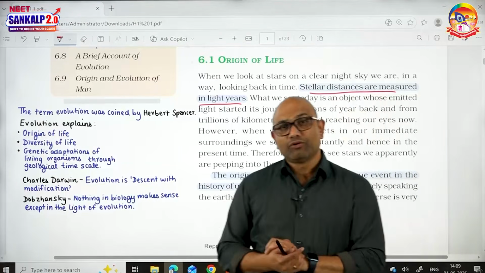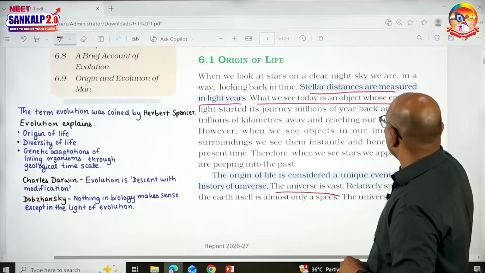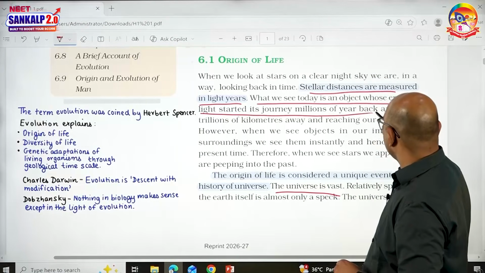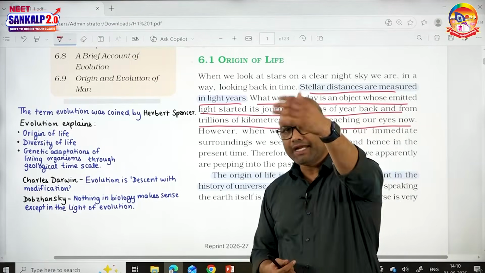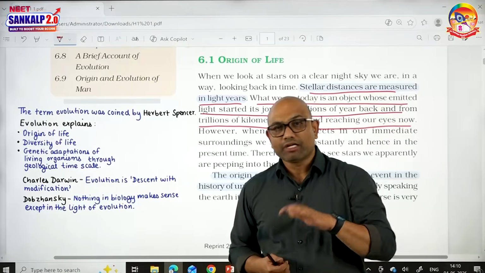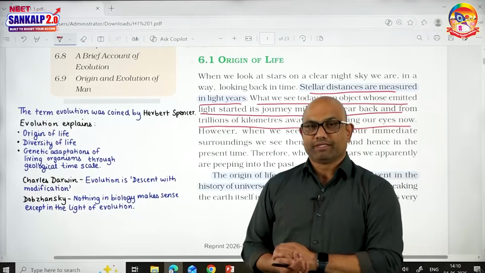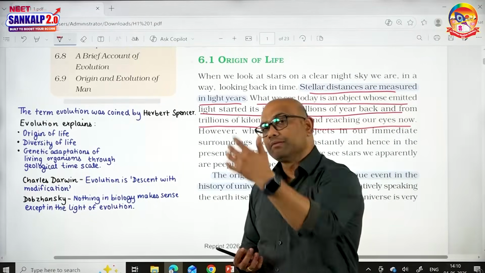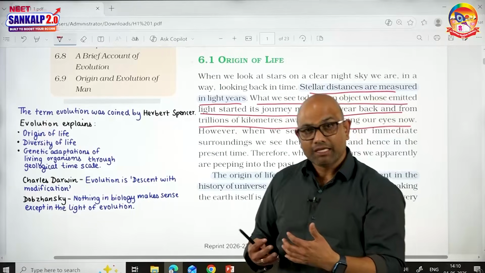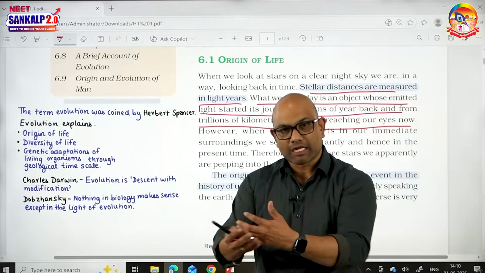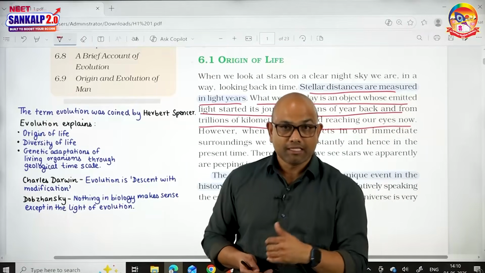Next, regarding light years, I want to tell you a point. What we see today is an object whose emitted light started its journey millions of years back, from trillions of kilometers away, and is reaching our eyes now. So the light you see coming from a star today was not emitted today. It was emitted millions of years ago and travelled trillions of kilometers. That is why when you see the light coming from the stars, it is like we are looking into the past, not the present. But the light coming from objects in our immediate surroundings is present only. The light coming from the stars is nothing but looking into the past.